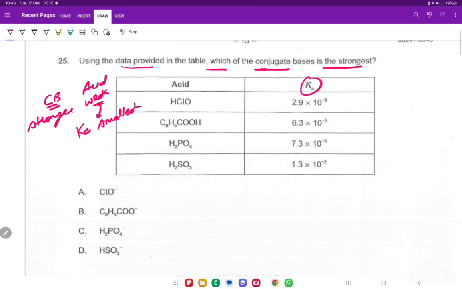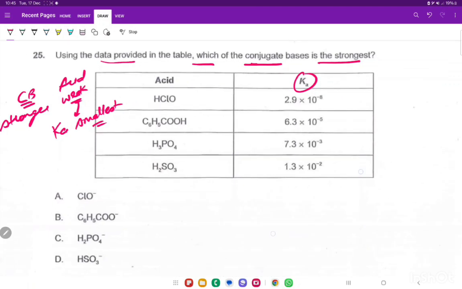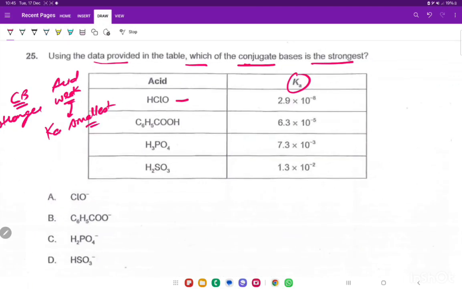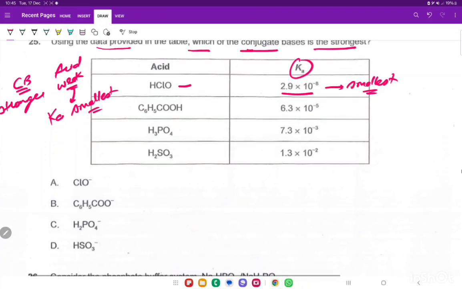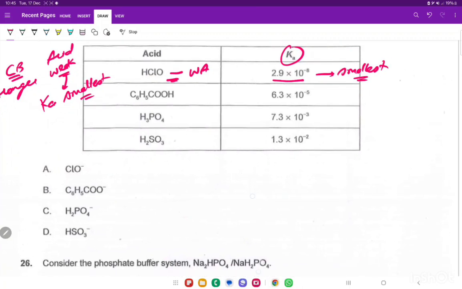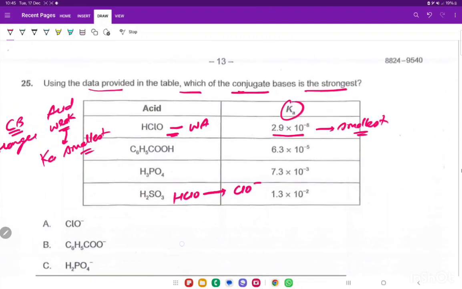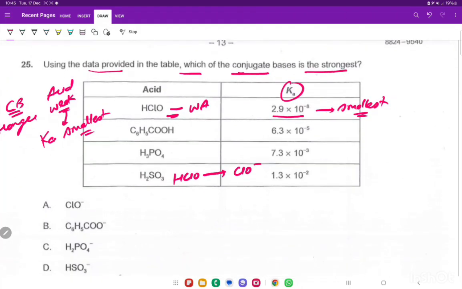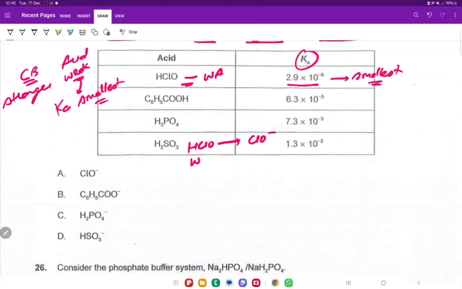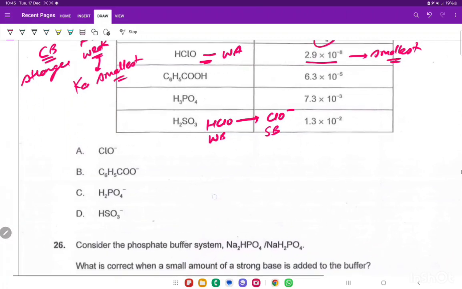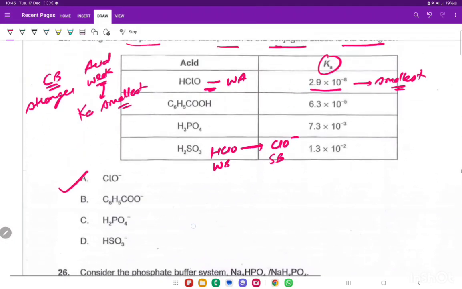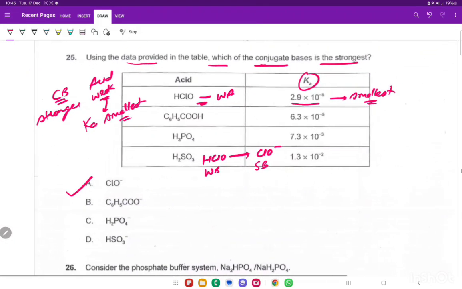This should be smallest. If I see this equation, the smallest Ka value is for HClO, which is 10 to the power minus 8. This is the smallest. It means HClO is my weakest acid among all these. And when this weakest acid forms its conjugate base, that will be ClO minus. The question is, which of the conjugate bases is the strongest? It's a weak acid and the conjugate base will be strong. ClO minus is the answer for question number 25.